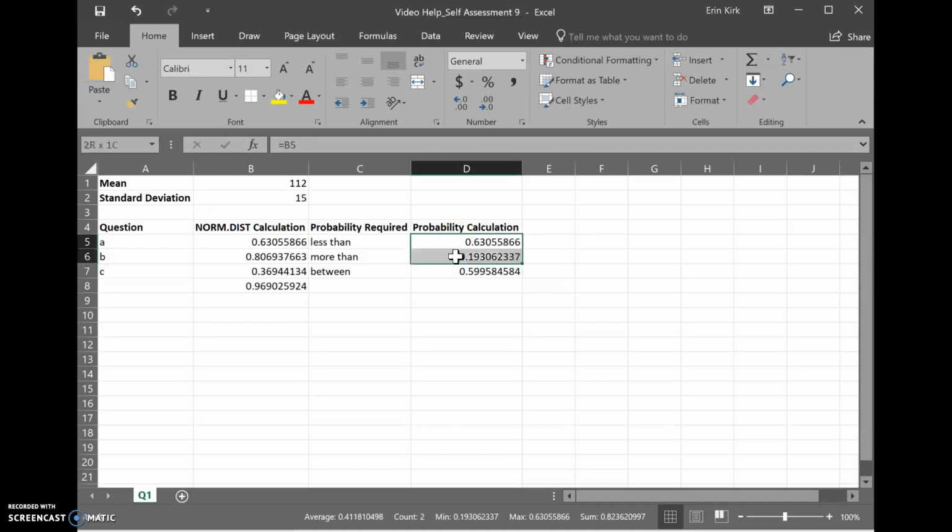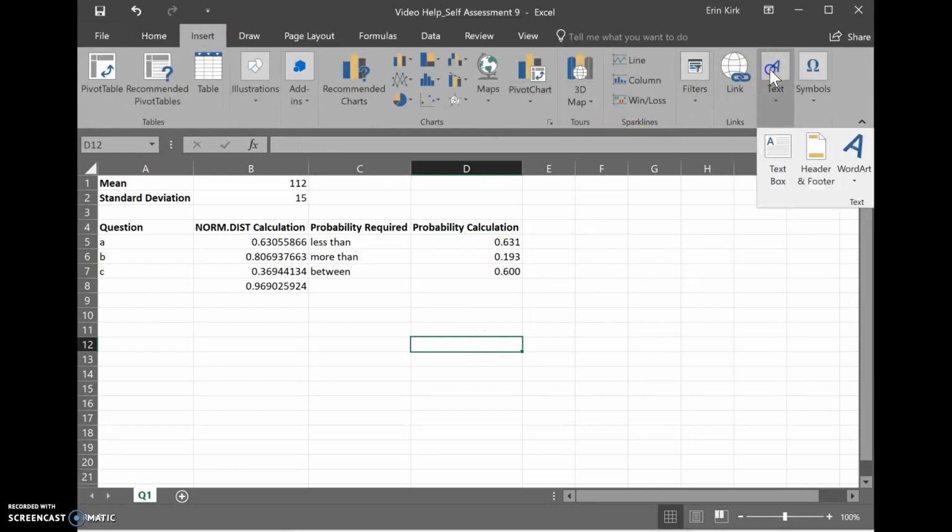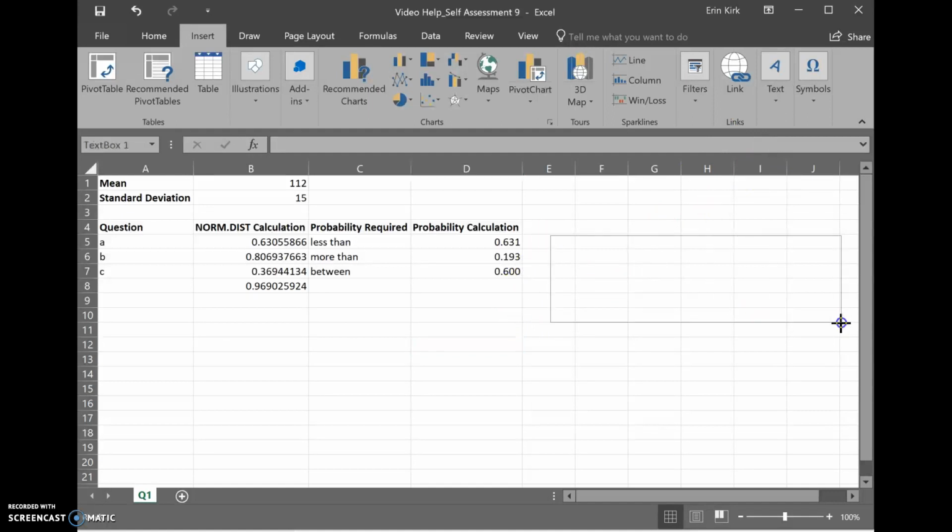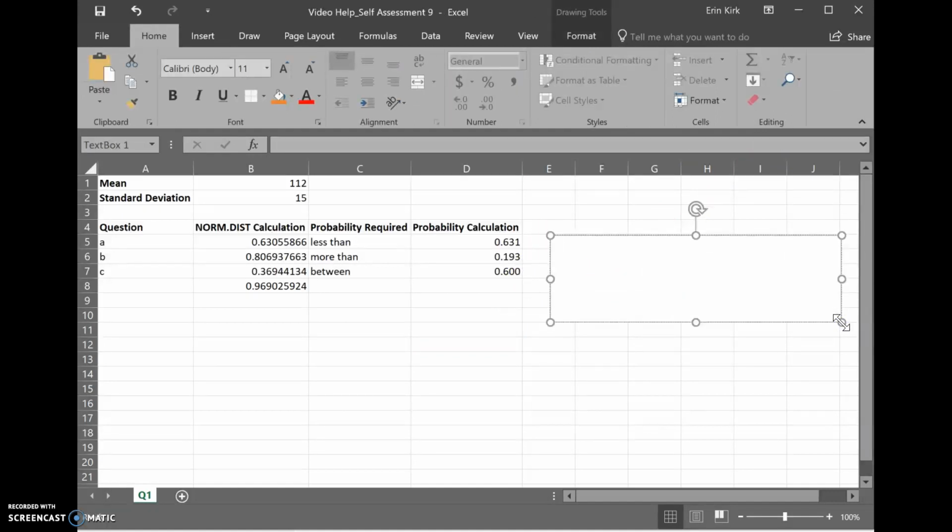You were asked to format your probabilities to 3 decimal places, so I'm going to highlight those cells. And there's a number of ways you can adjust that. I'm going to use this little button here to get 3 decimal places. When you're done that, you can insert your text box and write your final statements for all of those questions, part A, B, and C. Once you've practiced this, you can use the same skills to answer question 2 in your self-assessment.